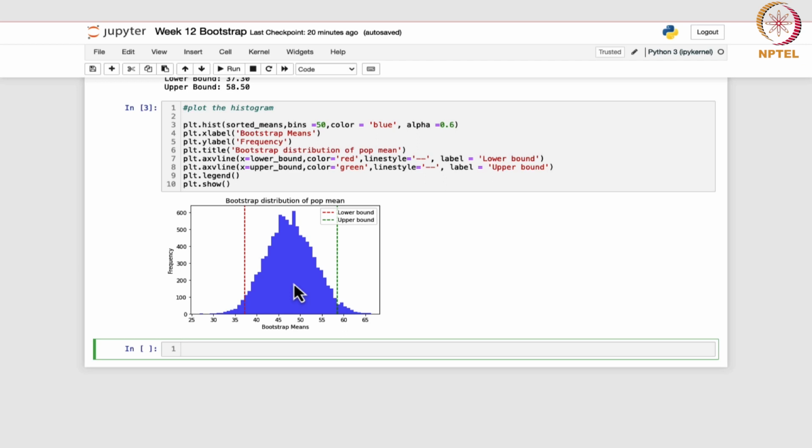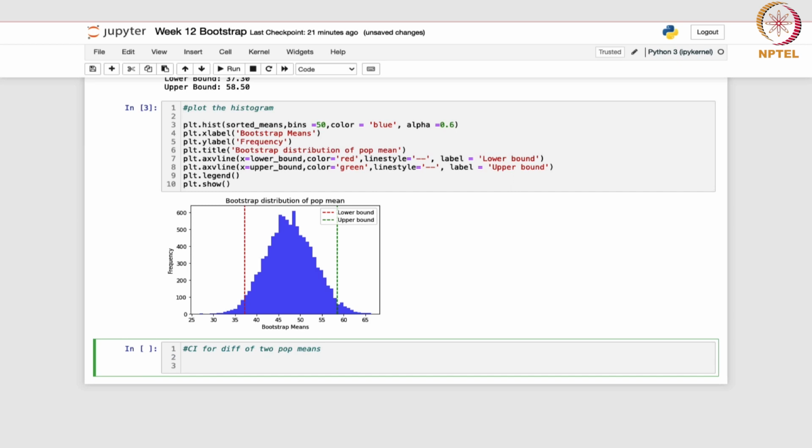Likewise, you can have two different populations and you might be interested in the difference of the two population means. So we will now be writing the code for the confidence interval for the difference of two population means. If you can recall, we have done a similar thing when we were drawing the samples from a normal population. So here we are not assuming any distribution, and we are just trying to find out what the confidence interval will be in those cases.